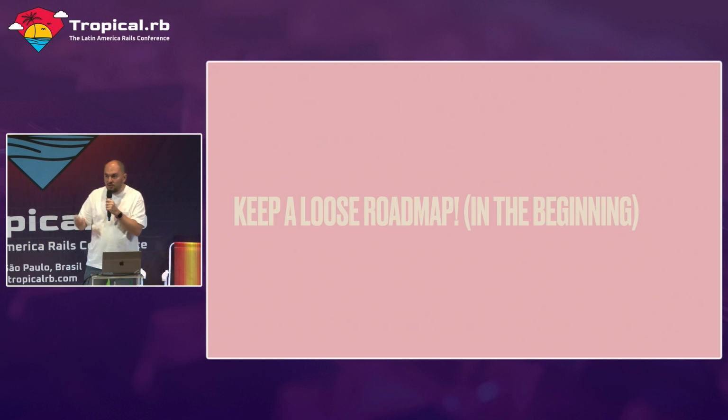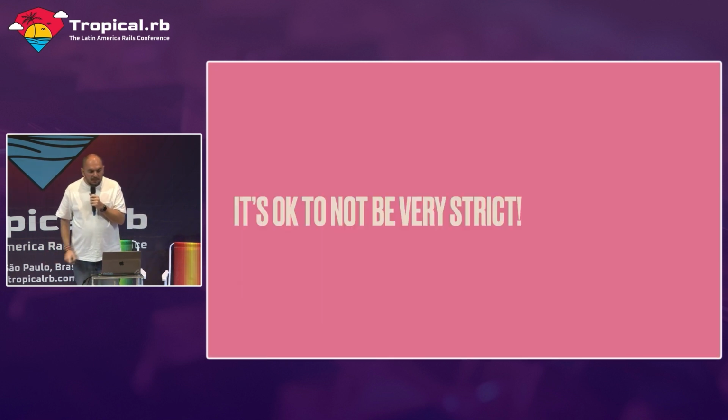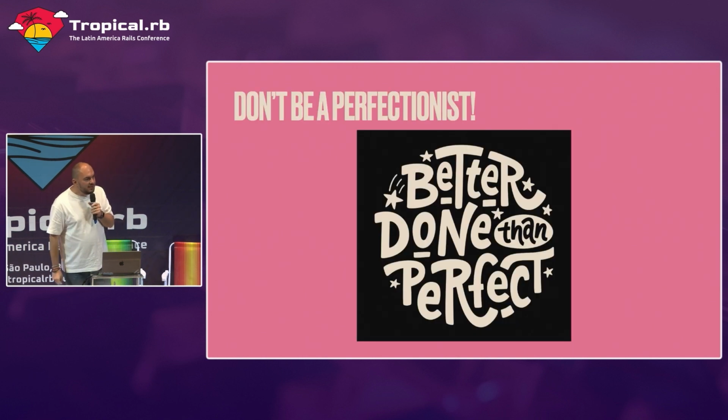So build what you need right now. It's okay not to be very strict. If you plan to build features A, B, and C in that order, but your customer needs feature C, go build that. Providing value to your customer, that's the most important thing. You'll figure A and B later. Our friends from UserList have this amazing slogan, better done than perfect.